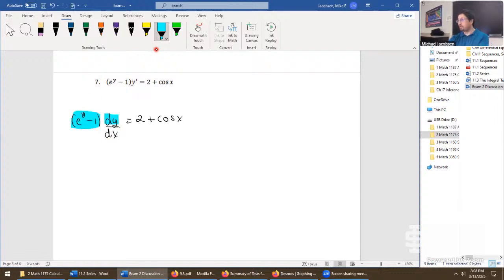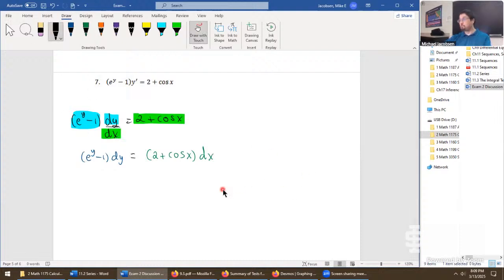Notice that the y variables are already in the right spot. We just need to bring dx with everything on the right for the variable x. So this is a one-step maneuver. Multiply both sides by dx, and we have e to the y minus 1 dy equals. Now recall, we have to think of this algebraically. Dx over here is not a derivative, it's part of a differential. So you really need parentheses, 2 plus cosine x, and then the dx. So now we're all set.